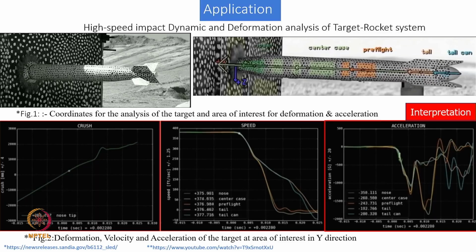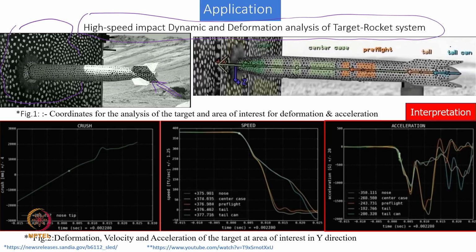The references have been given at the bottom, and in this case we are seeing high speed impact dynamic and deformation analysis of the target rocket system. What is a target and what is a rocket? If you look at this side surface, this is a stationary surface, and this is a rocket which is hitting the surface, shown in a zoomed side.